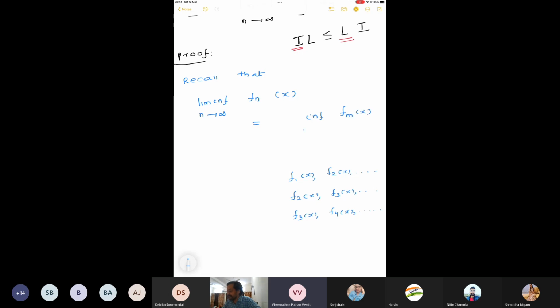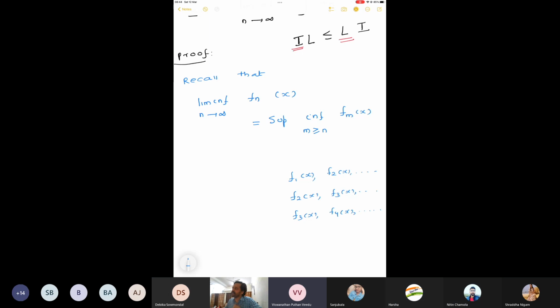Infimum of f_m(x), m greater than or equal to n. And now if you consider these infimums, the infimum of the first set f1(x), f2(x), etc., and you compare it with the infimum of the second set f2(x), f3(x), etc., what may happen? What should happen? These infimums are increasing, right? Increasing or decreasing? Increasing. So say take the supremum.